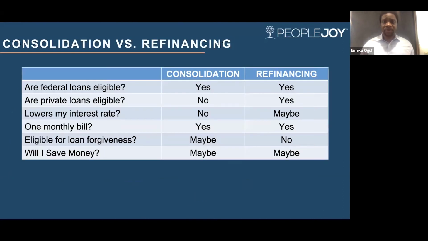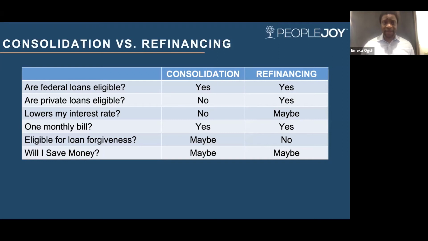So just a quick summary. It's a nice table to keep in mind. With consolidation, you can consolidate federal loans. You can also refinance federal loans, but you cannot consolidate private loans. You can refinance a private loan. So if you have a private loan with Sallie Mae and they're charging you 8%, and you find out that SoFi is going to give you 6%, you can refi your private loans to SoFi to get that lower interest rate, but you cannot take SoFi loans and consolidate them into a federal loan.